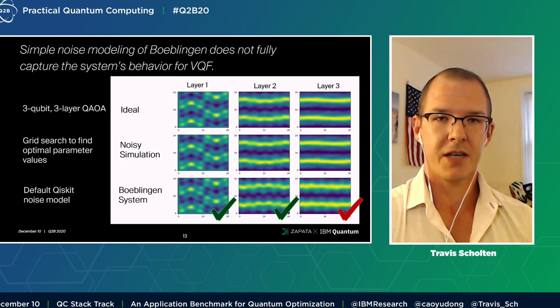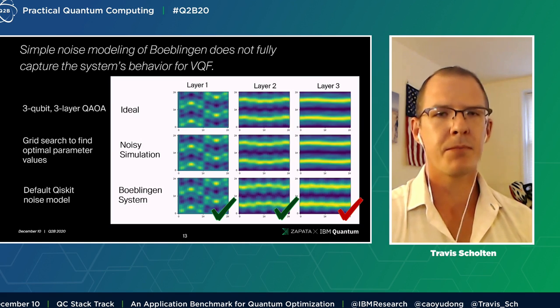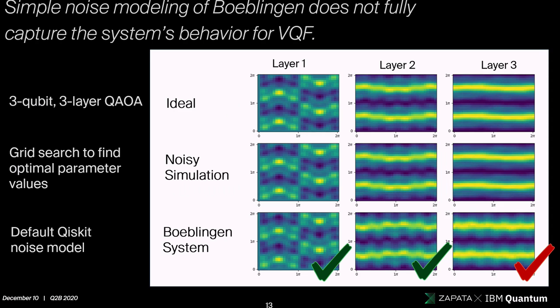Now, our initial investigations revealed that some very simple and common noise models do not always adequately model the behavior of VQF on Berbligen. So let's consider that 3-qubit problem instance, and let's consider a 3-layer QAOA ansatz. What we're showing on the right-hand side of the plot in the columns is the optimization landscape as a function of which layer we are examining. Remember, within each layer, we have two parameters, hence the grid is two-dimensional.